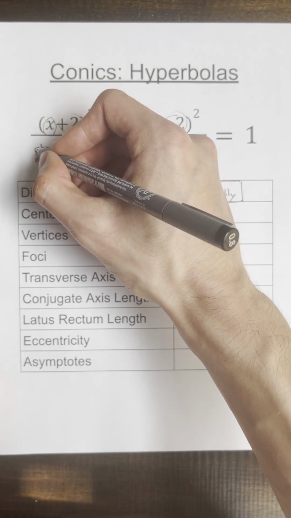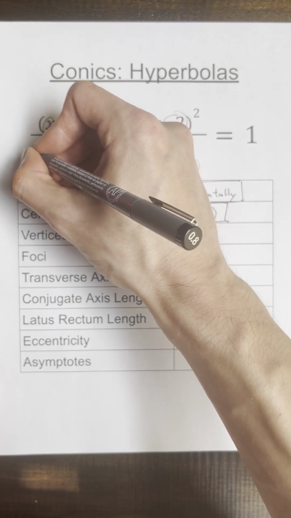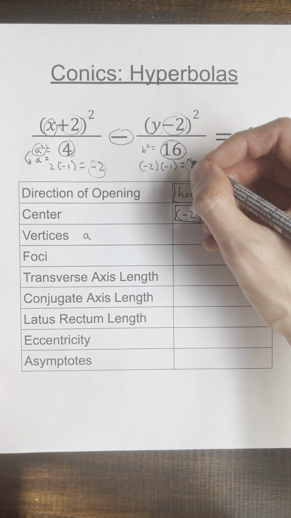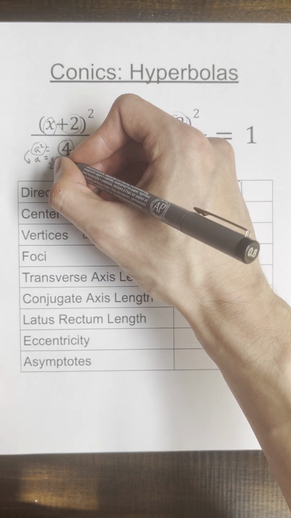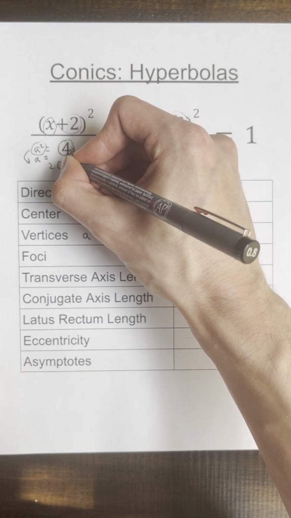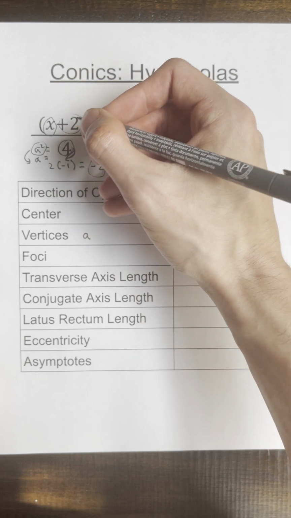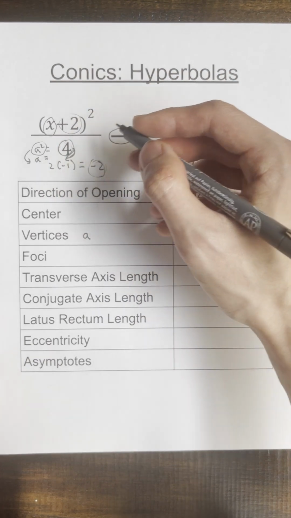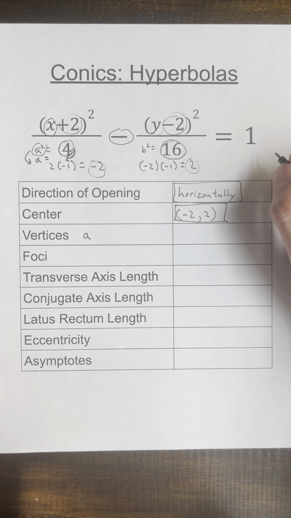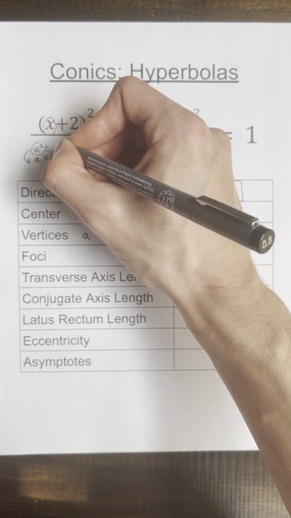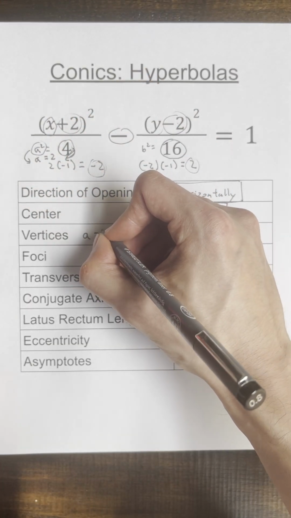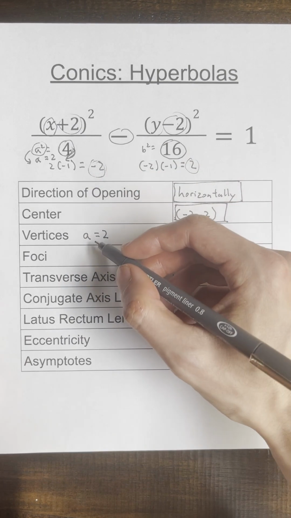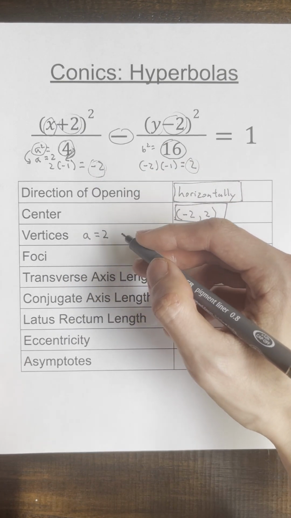So to go from here to here, I had to take the square root of the left-hand side of the equation, which means to go from here to here, I need to also take the square root of the right-hand side of the equation. So what's the square root of 4? 2, because 2 times 2 is 4. Okay, so now that we have A, we can find the vertices.